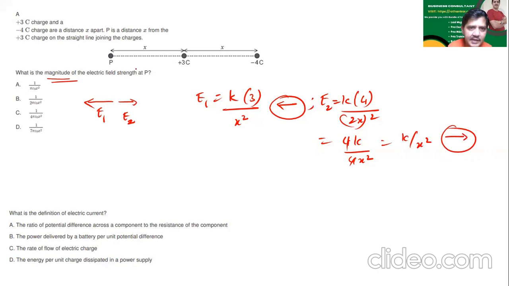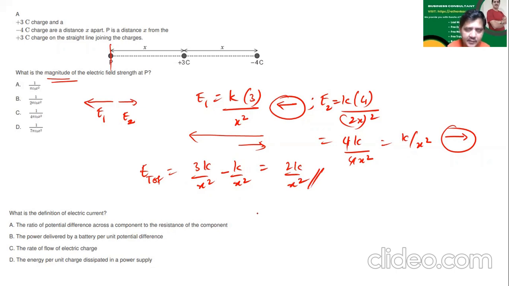Now I should find out the resultant electric field of this. The resultant electric field E total is nothing but 3k by x square minus k by x square. Why should I put minus k here? Note that this is in this direction as compared to this. So this is the larger vector. It is like writing one big vector and another small vector. This big vector is 3k by x square, and this small vector is in this direction. So 3k minus k should be 2k divided by x square. This is what you should have.